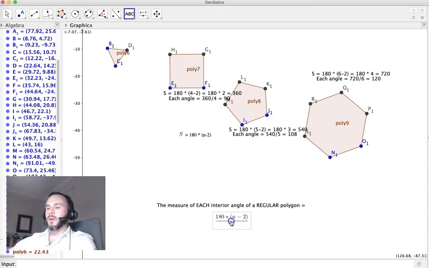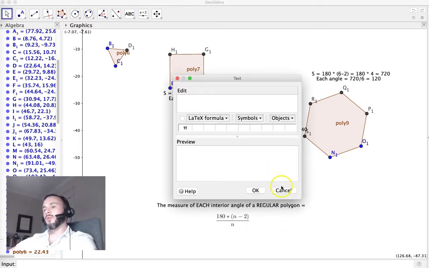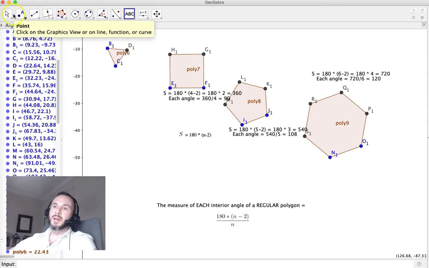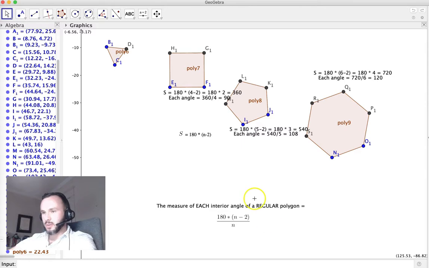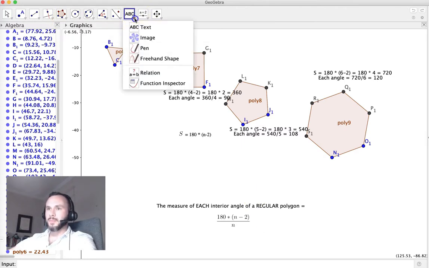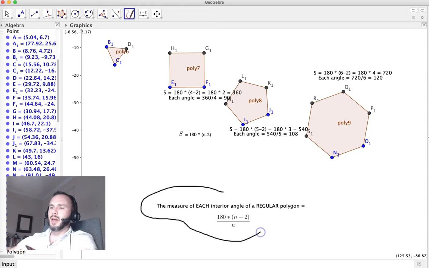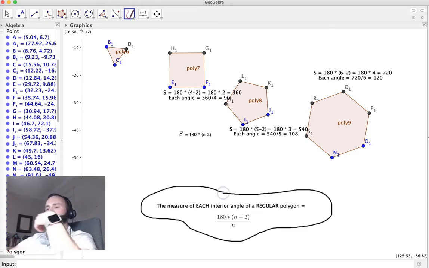So there's our formula, 180 times n minus 2 that we had before, but now we're dividing it by the number of sides because the number of sides equals the number of angles. And that is what we're ultimately going to be seeing here, that each of the interior angles has to be the same if it is a regular polygon. We're going to take the sum of the interior angles and divide by n.